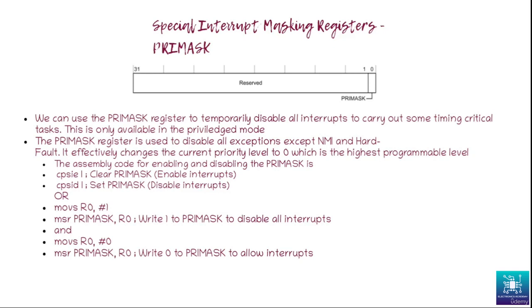Now, coming to the PRIMASK control register, this is used to mask. Masking an interrupt is basically disabling it. In the case of PRIMASK, it is disabling all interrupts except for the NMI, that is non-maskable interrupt, and the hard fault. So it changes the current priority level to 0. That is, anything with a lower priority than 0 is masked. And here is the assembly code for disabling and enabling the PRIMASK interrupt register.